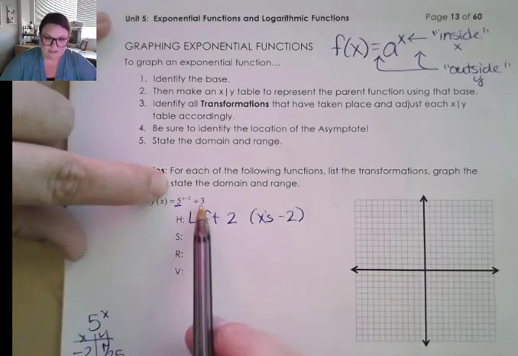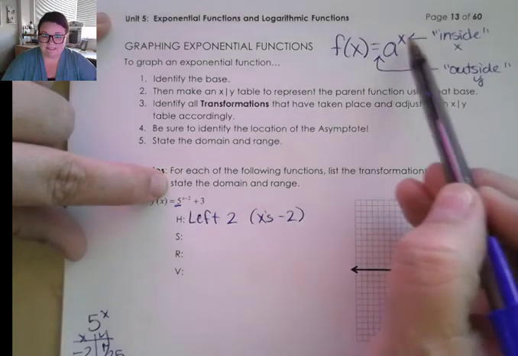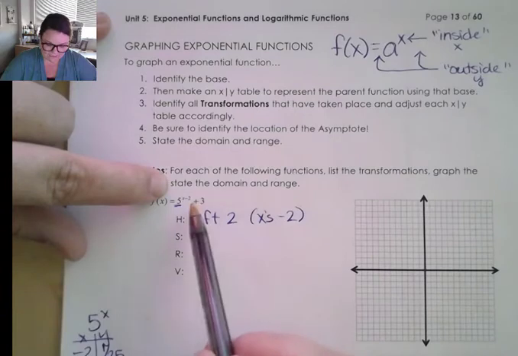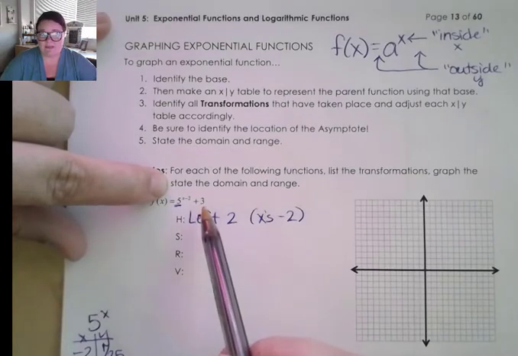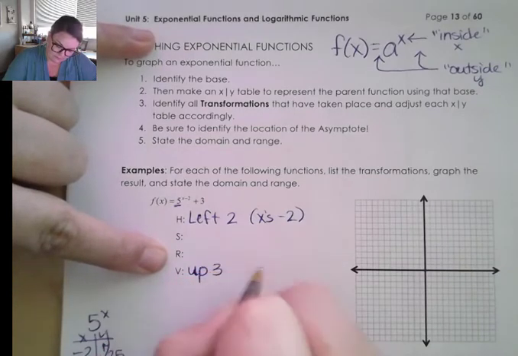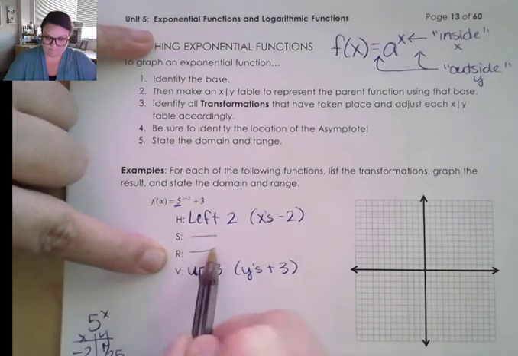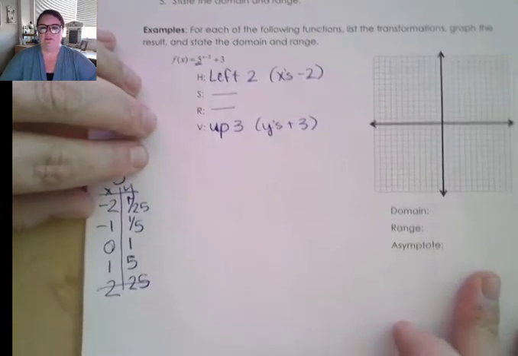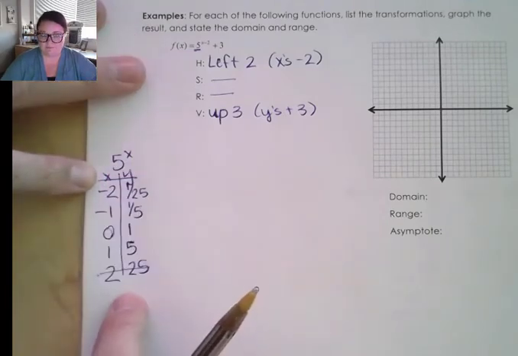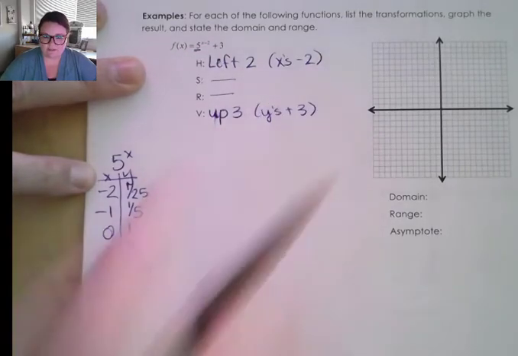And then the +3 over here, notice it's not inside because it's not in the exponent. It's outside. So if it's outside the function, then it's being applied to the y. That's going to be a vertical shift up 3. So we're going to take our y's and add 3. Now that we know all our transformations, we're going to take our parent function table, our 5 to the x, and apply these transformations in HSRB order.